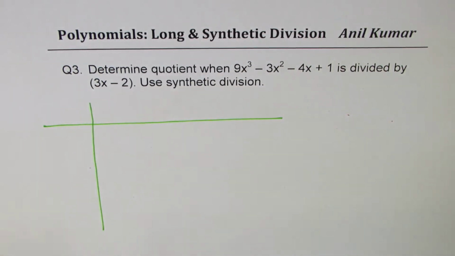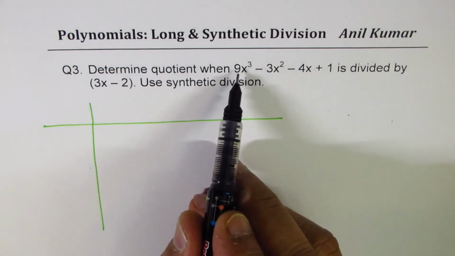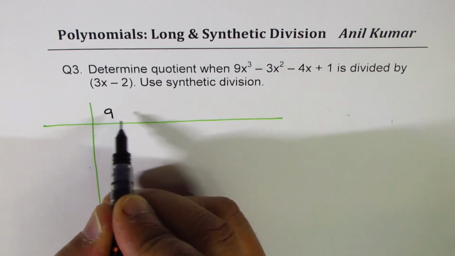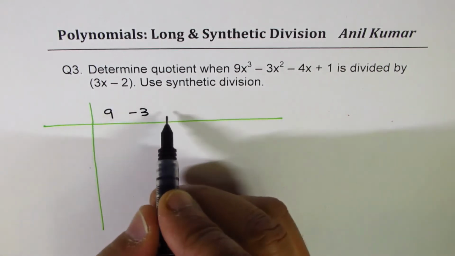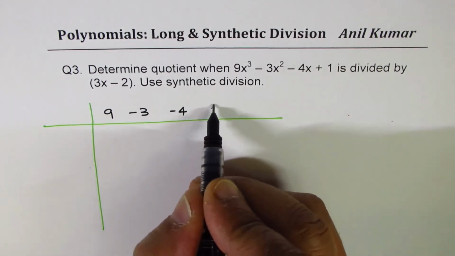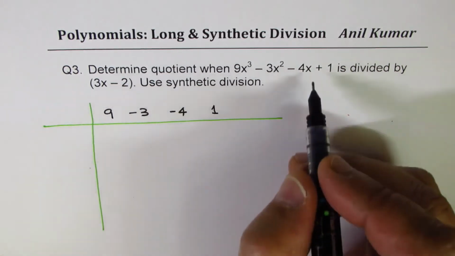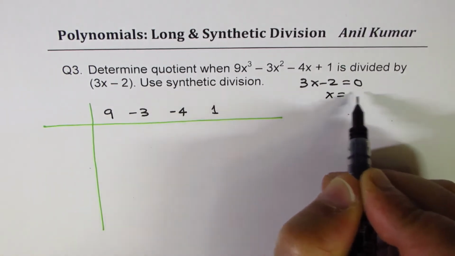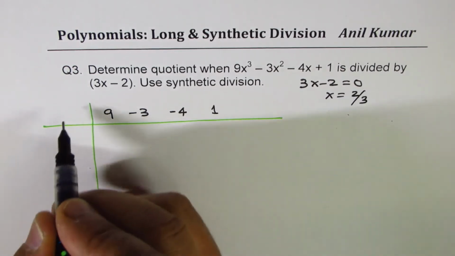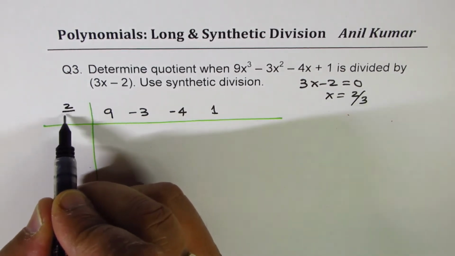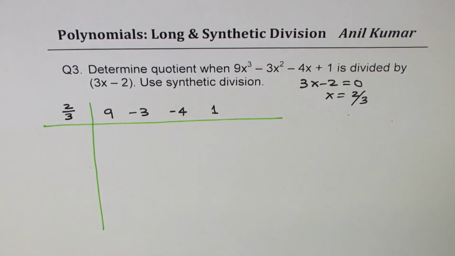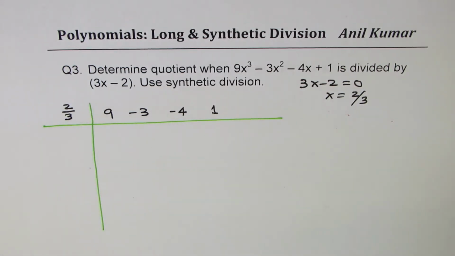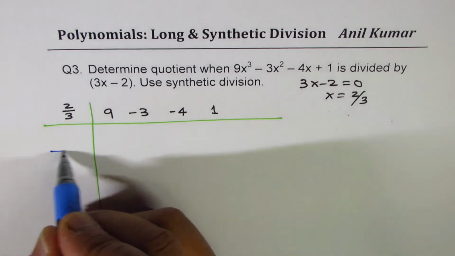How? I'll tell you. First, let's write down what the function is. All the degrees are mentioned, so it is 9, minus 3, minus 4, and plus 1. As far as the divisor goes, it is 3x minus 2 equals 0. That gives us x equals 2 over 3, right? So we have to divide by 2 over 3. Now let's divide and see what we get.